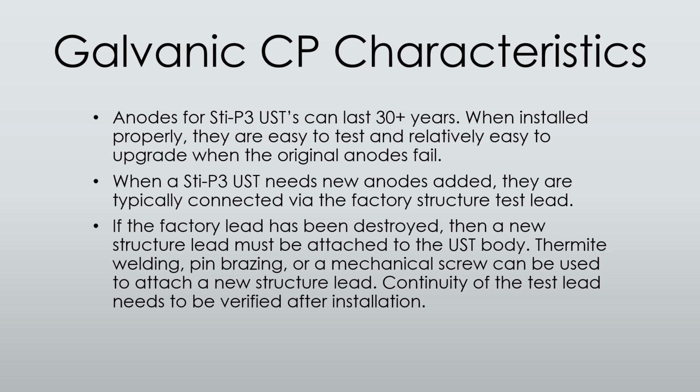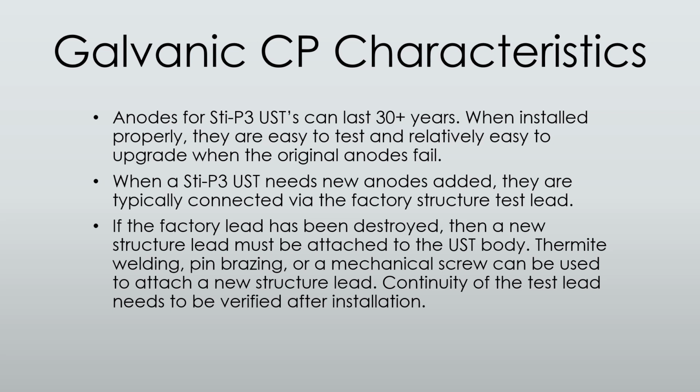When a Type 3 UST needs new anodes added, they are typically connected via the factory structure test lead. If the factory test lead has been destroyed, then a new structure lead must be attached to the UST body. Thermite welding, pin brazing, or mechanical screw can be used to attach a new structure lead.